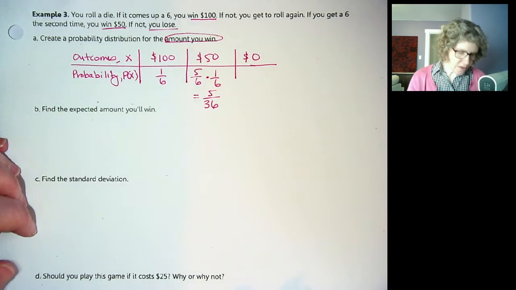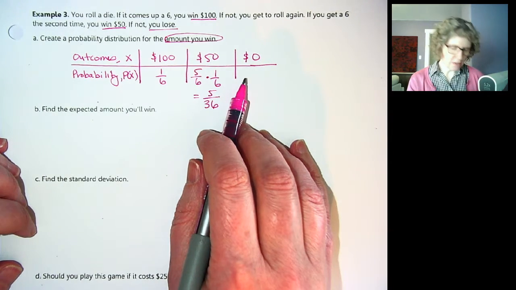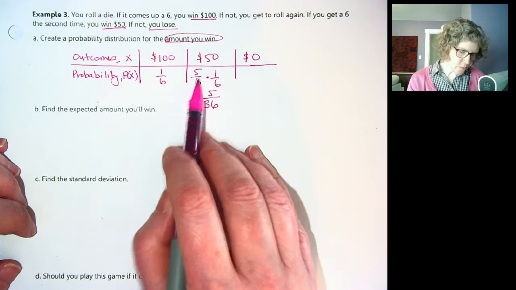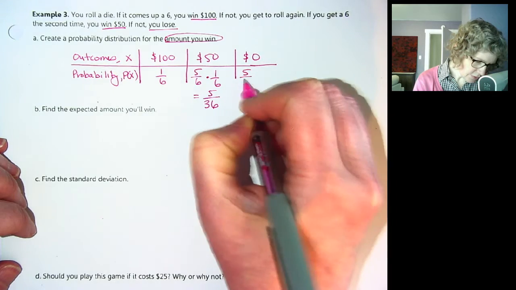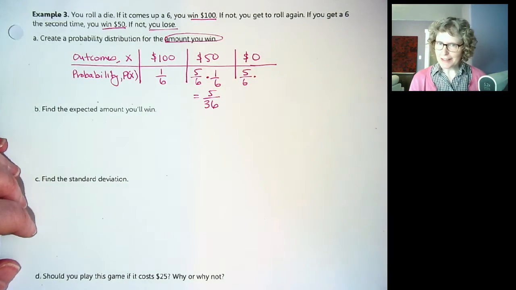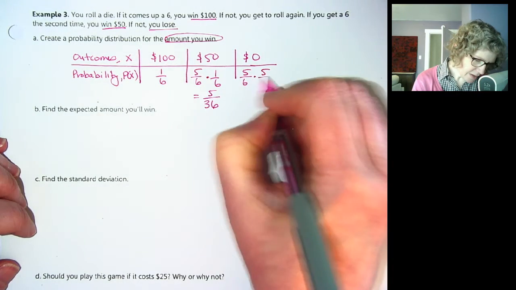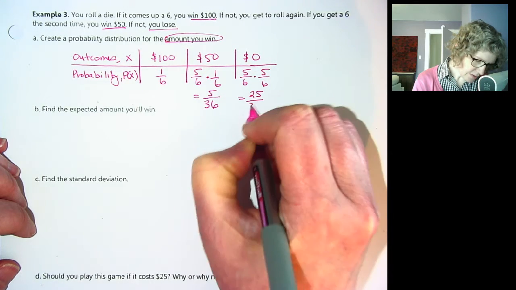Okay, what's the chance of winning nothing? Well, there's a couple ways you could do this one. One way is to say, okay, well, that means we would not have gotten a 6 the first time. So there's 5 out of 6 chance of that. And then we would not get a 6 the second time. We're using complements here. So that is also 5 out of 6. So that would be 25 out of 36.